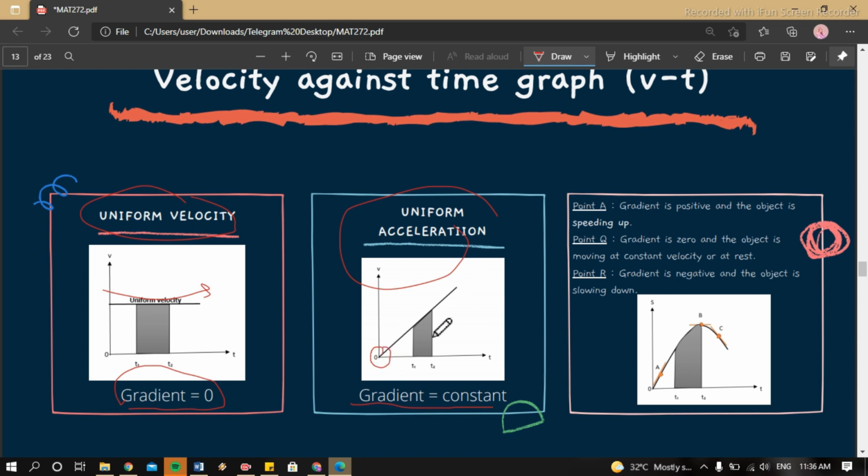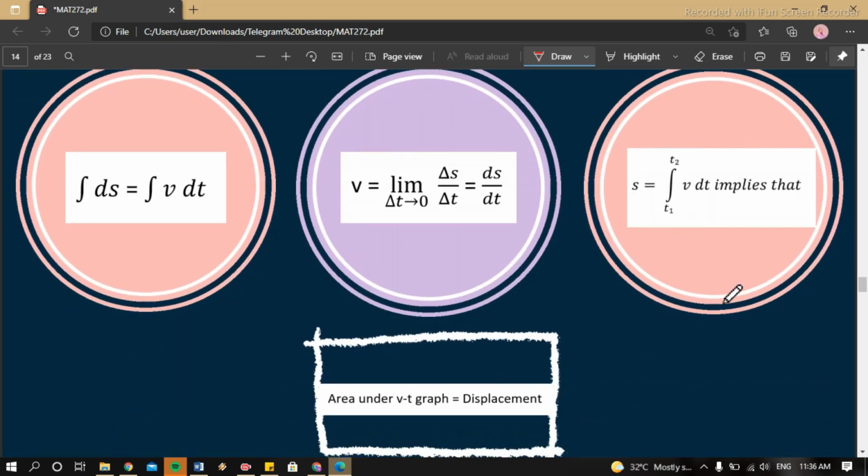it touches zero. The next one is at point P, where the gradient is positive and the object is speeding up, while at point Q the gradient is zero and the object is moving at constant velocity or the object is at rest. The next one is at point R, where the gradient is negative and the object is slowing down. So these are the formulas, where the area under the velocity against time graph is equal to displacement.